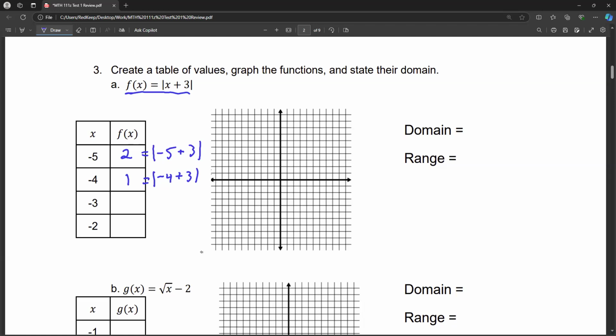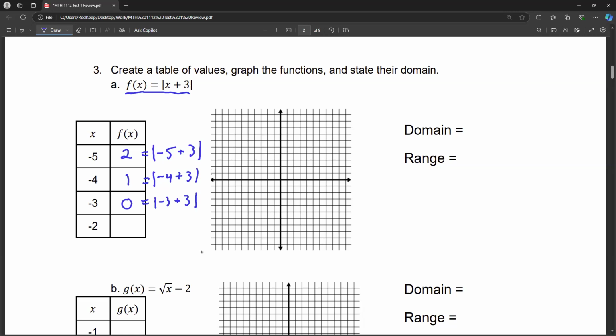Okay, moving on to -3. We plug in -3 wherever the x is inside our function, and we combine -3 plus 3. So if I had -3 and I added 3, the result would be 0. So the absolute value of 0 is actually just 0 itself.